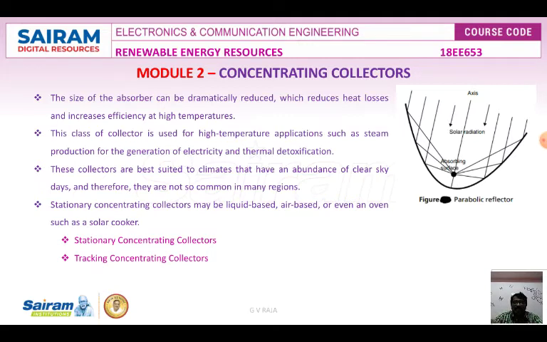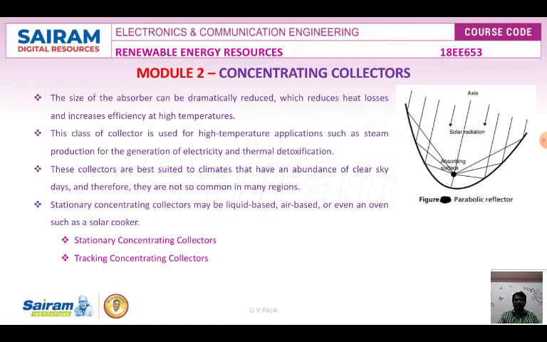These collectors are best suited for climates that have an abundance of clear sky. If the sky is very clear, then this is the best collector to generate more temperature. More electricity can be produced with the help of these concentrating collectors, or more thermal heat energy will be collected by this collector if the sky is very clear, with no rain and no clouds. Then this is a very good collector, called a concentrating collector.